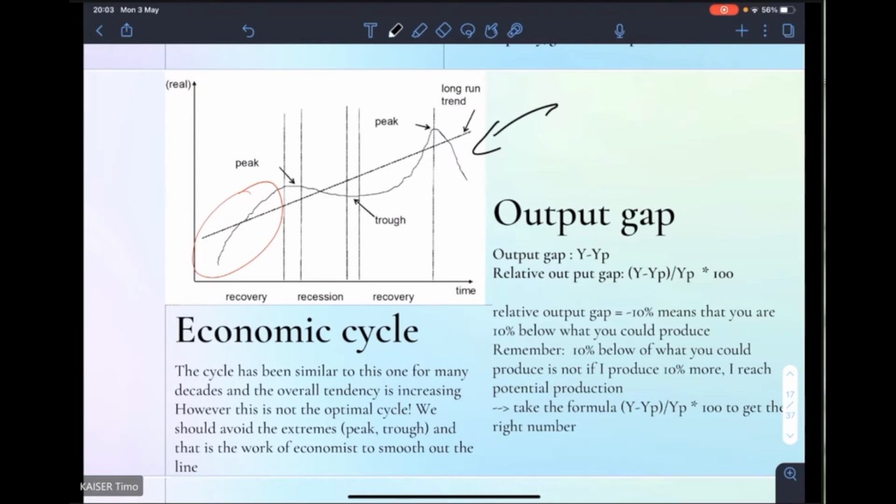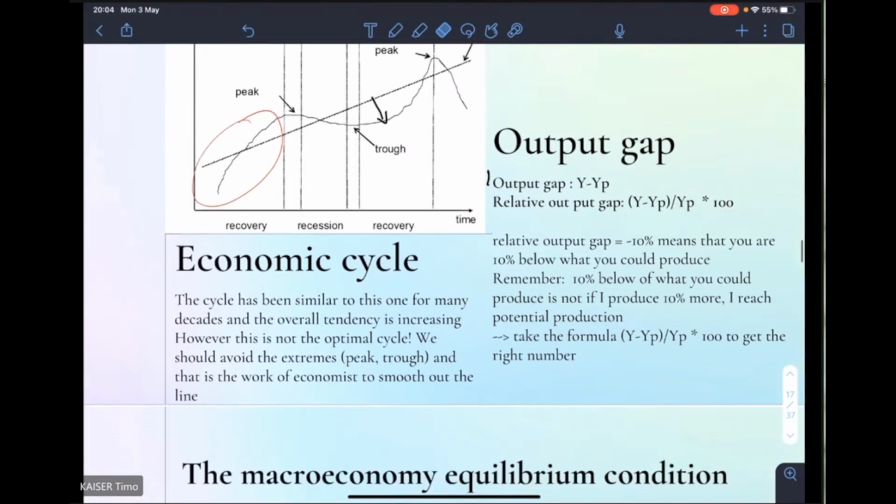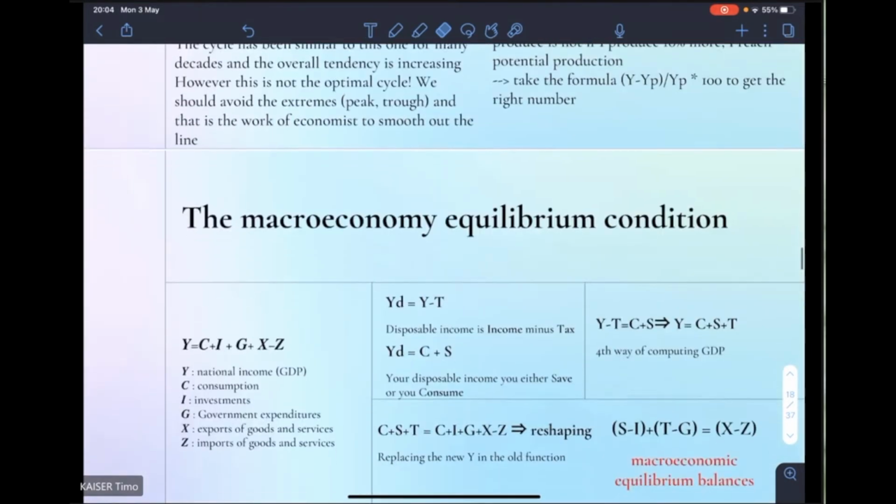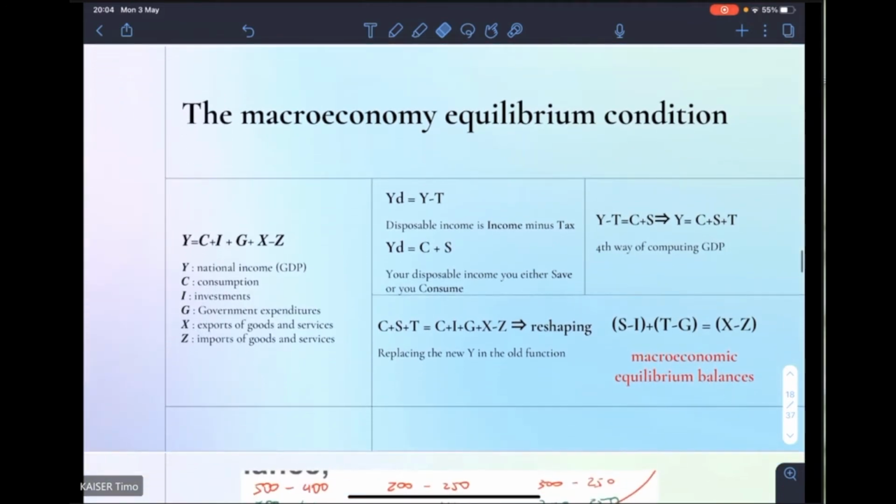And the output gap is also a part of the economic cycle. And it's actually the difference from the optimal curve, or from the long run curve, which is the line, to the actual curve, to the actual GDP. And in order to calculate this, you have again the formula here, or in order to get it in numerical terms, you have this formula. Yeah, that would be the beginning with the economic cycle and the output gap. Hope this is clear.